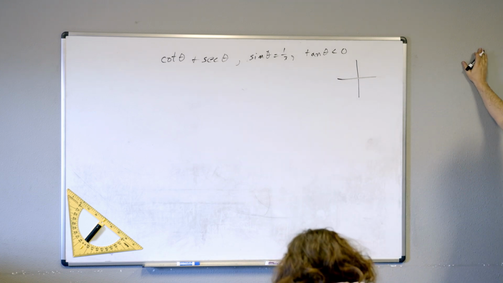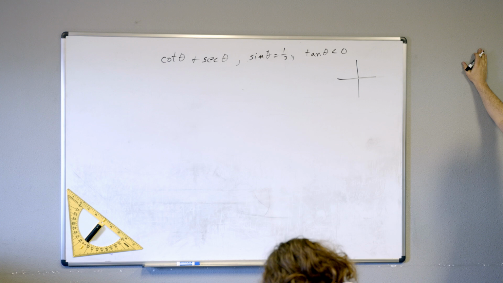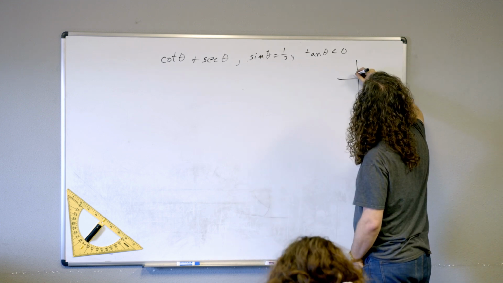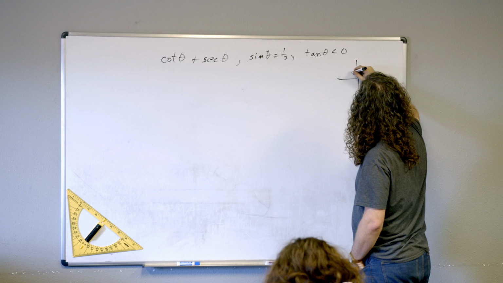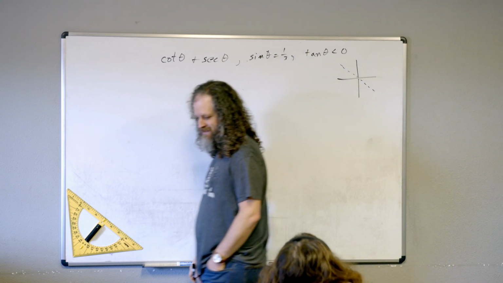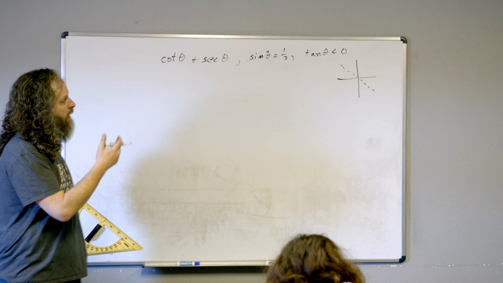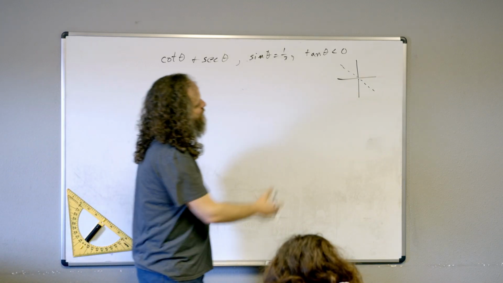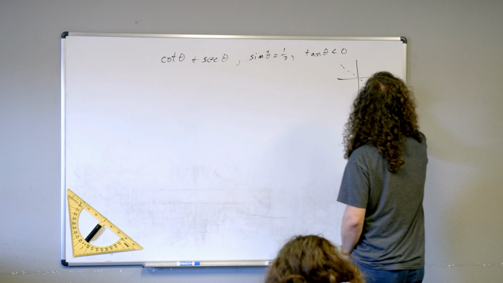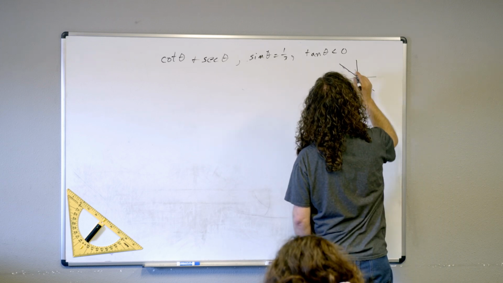Where's tangent negative? Where could it be? On the top left of the 2, bottom right. Here and here. So it's either this guy or this one. I'll undot it in a second. We know sine is positive. So which one of those two is sine positive in? Quadrant 2. So we know that it's here.